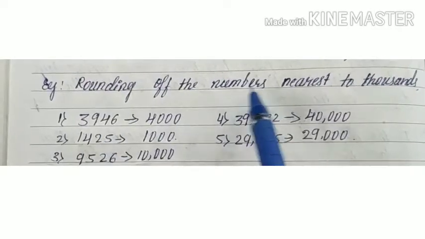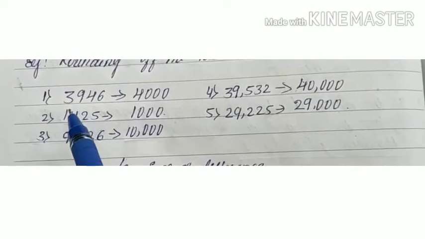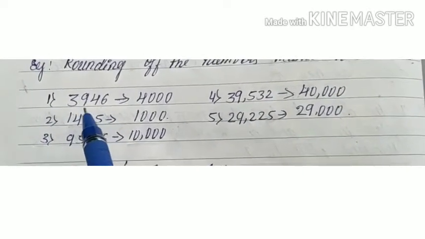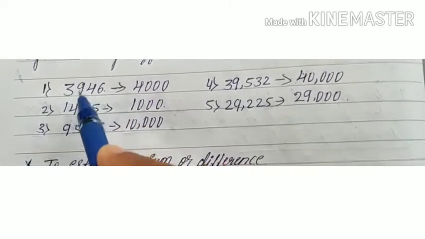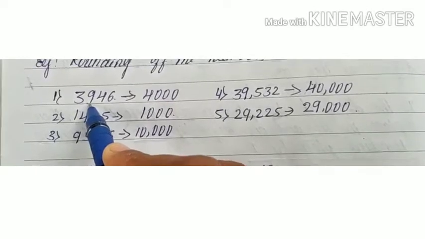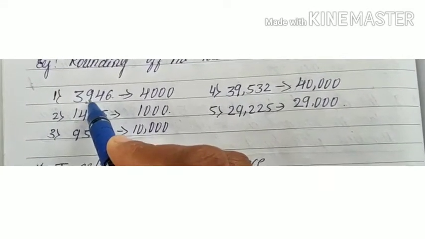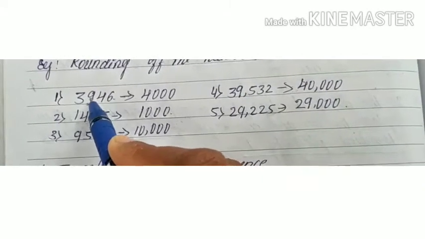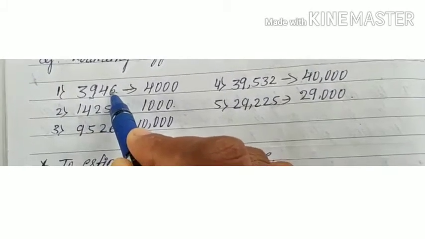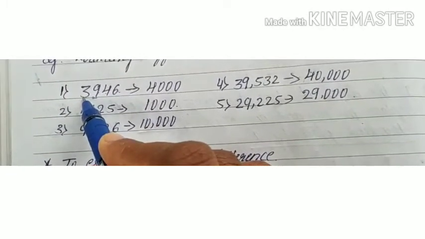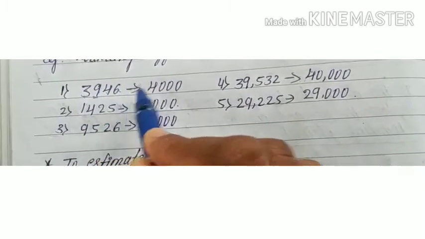Rounding of the numbers to the nearest 1000. Here you have to round the numbers to the nearest 1000. 3946 is there. First you have to examine the digit at the hundreds place. Here the hundreds place is 9. 9 is greater than 5, so you have to replace hundreds, tens, ones by 0 and increase the thousands digit by 1. So 4000.